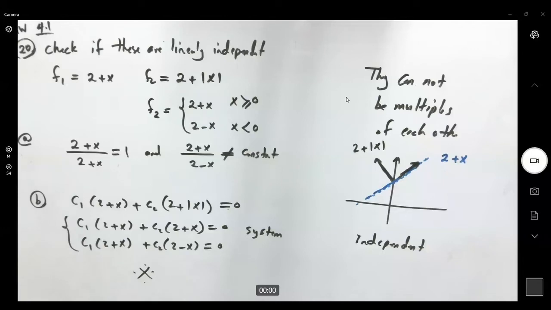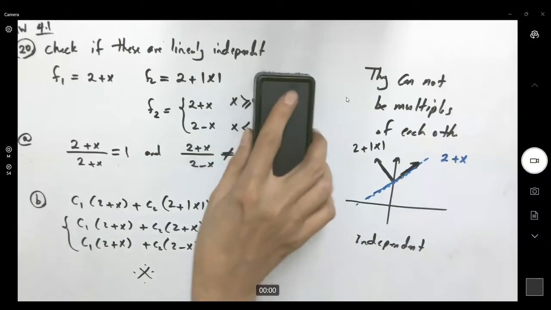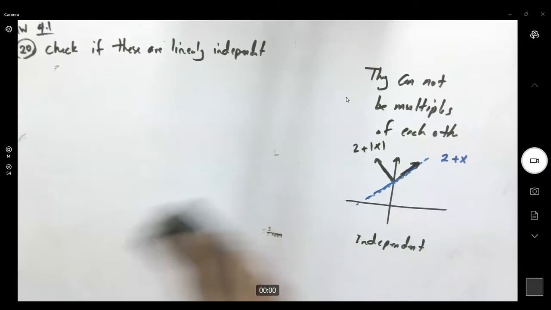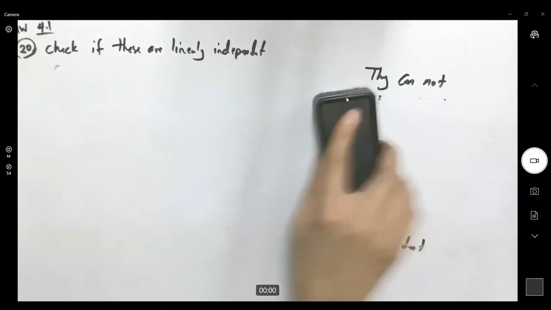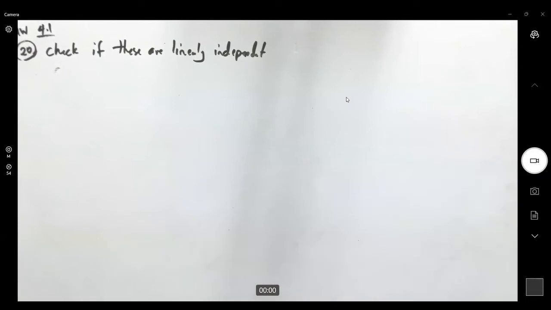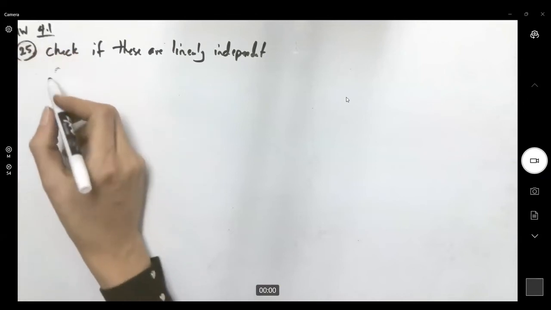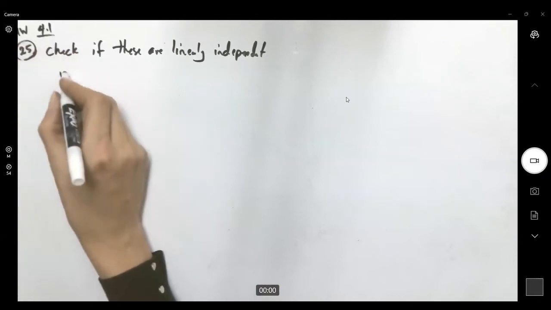Question 25 is also the same. It says to check to see if you have a fundamental set or not. So it means that we need to show whether they are linearly independent from each other or not. So for question 25, we have the same method. Here you already have the differential equation.